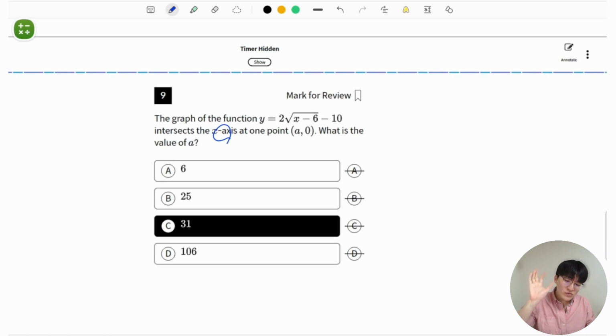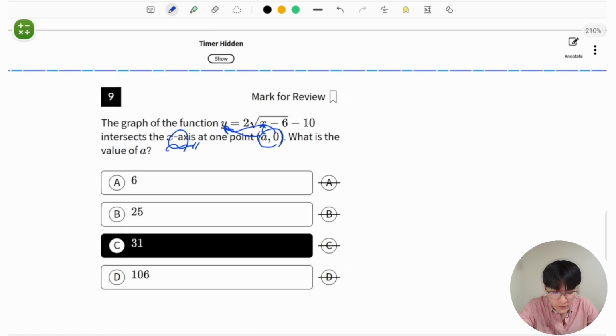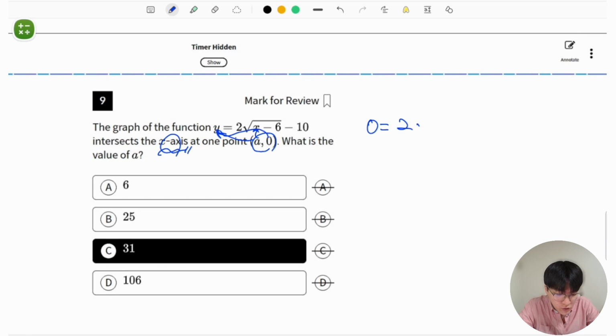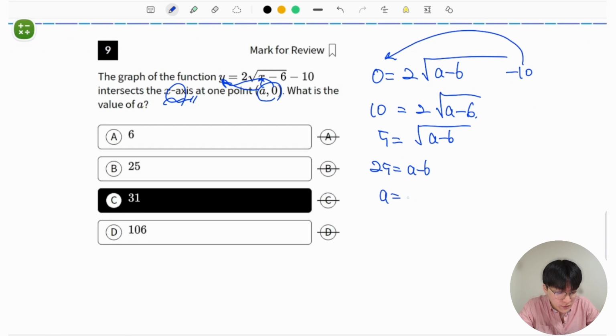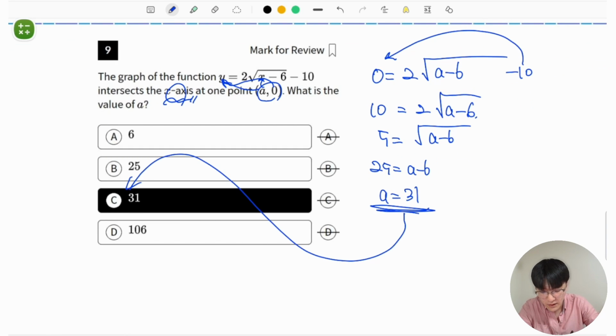So almost like the continuation of question 8, question number 9 is asking us to find the intersection point on the x-axis. So what do we have to do? Plug 0 into y and a into x and figure out the value of a. Let's do that. 0 is equal to 2 square root a minus 6 minus 10. Now I'm just going to move this 10 to the other side. 10 is equal to 2 square root a minus 6. Divide both sides by 2. We get 5 is equal to square root a minus 6. Square both sides. 25 is equal to a minus 6. And therefore we get a is equal to 31. Answer choice C.